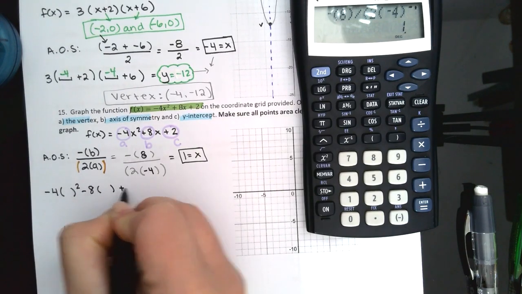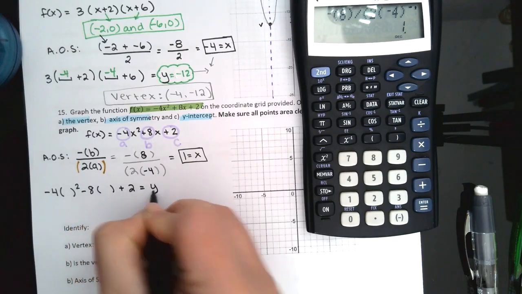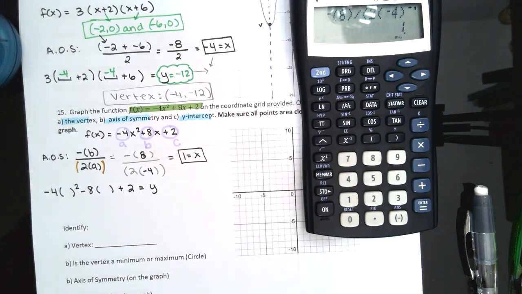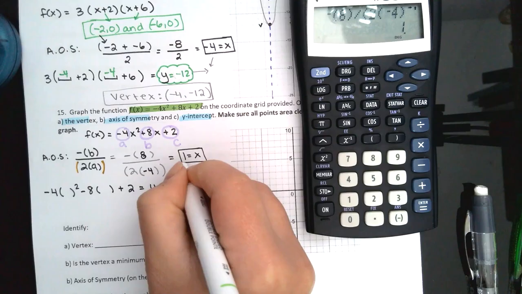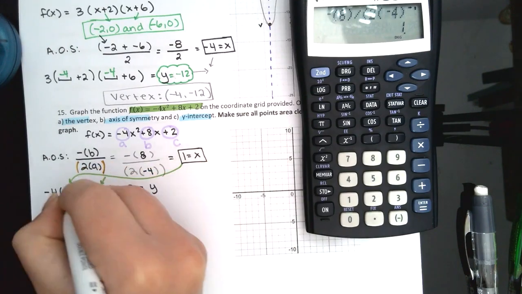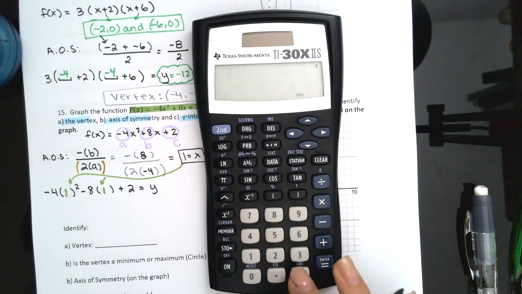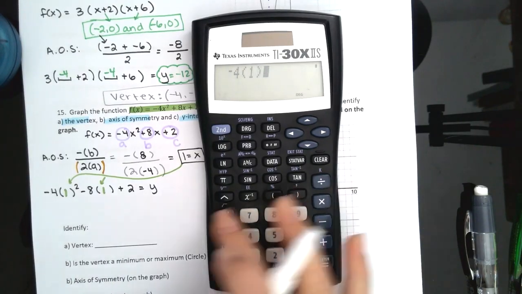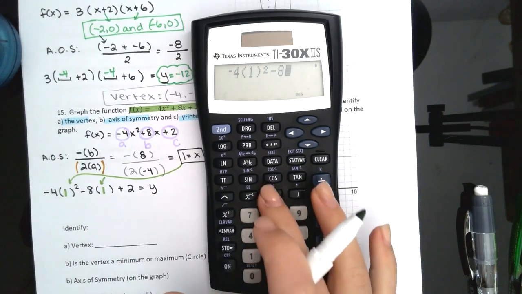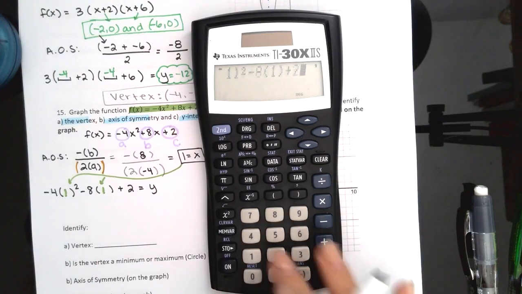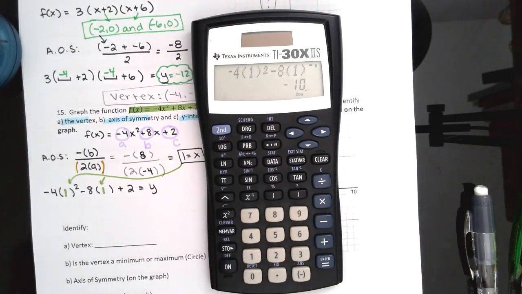Anywhere you see x, you're going to open up with parentheses. This is going to give you your y value for your vertex. So I'm going to take this 1 and plug it in here. Again, use a calculator, please. -4, open, 1, close it, squared. -8, open, 1, close it, plus 2, enter, and I get -10.